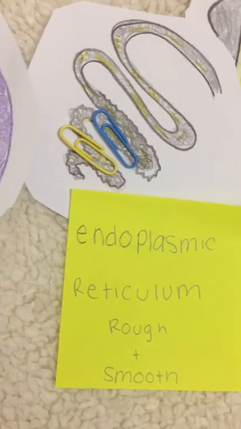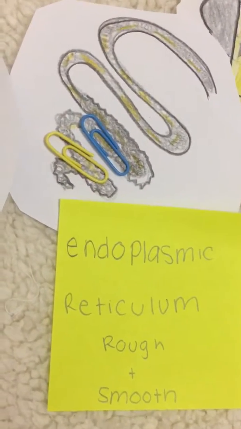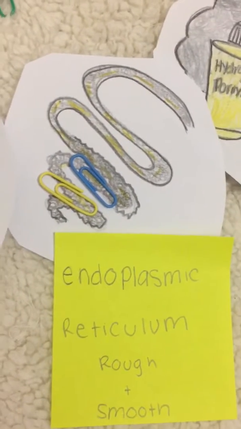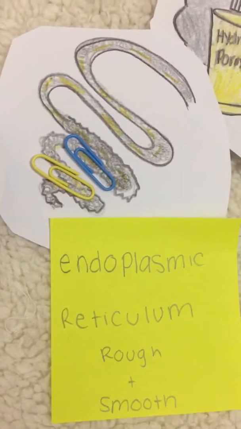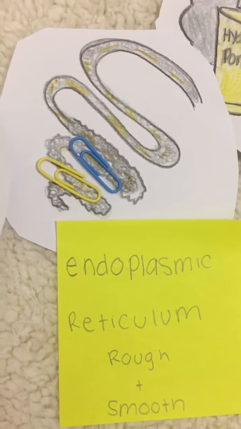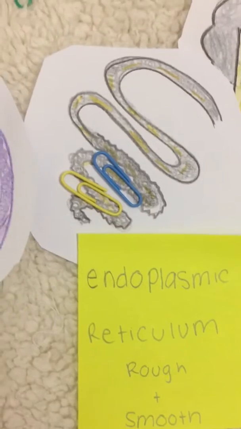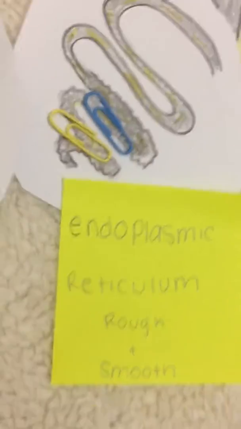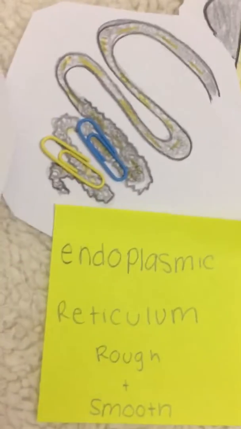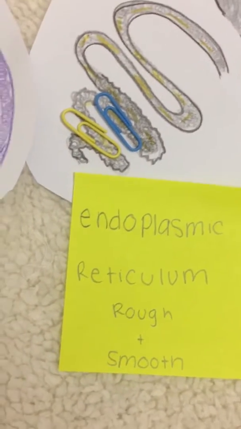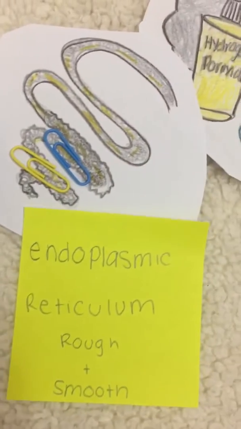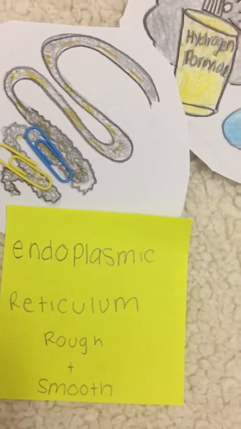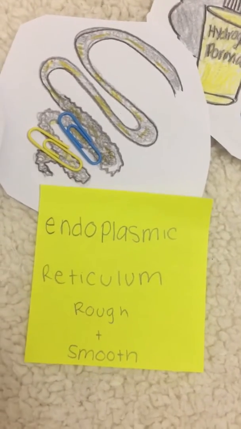Which brings me to the endoplasmic reticulum that also contains ribosomes. I have chosen a road to symbolize this because one side is rough and one side is smooth, and some roads are bumpier than others. As you can see, there are some paper clips on this road. Ribosomes live on the rough side of the endoplasmic reticulum, thus making it rough. The smooth side of the endoplasmic reticulum detoxifies the cytoplasm.